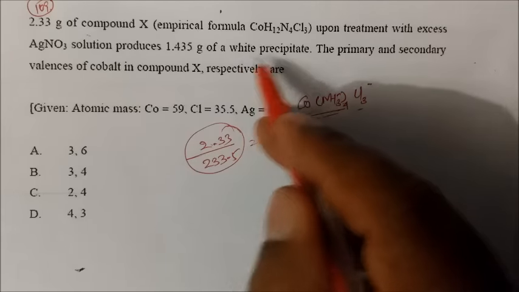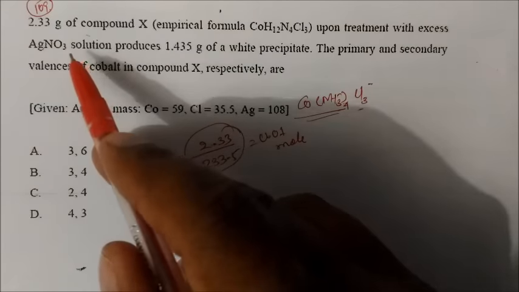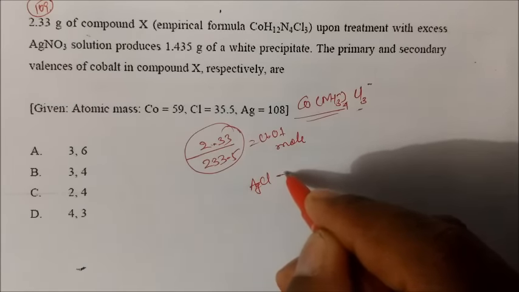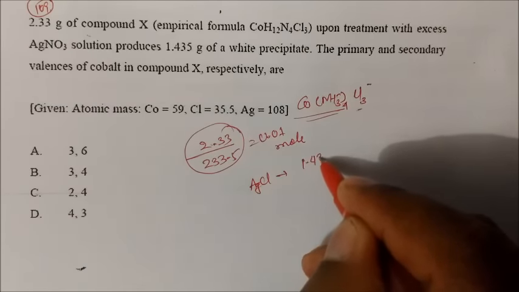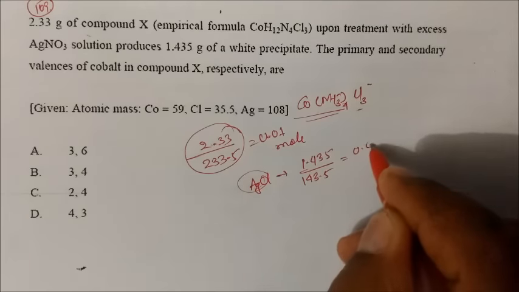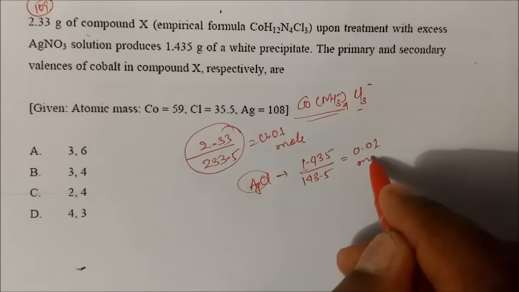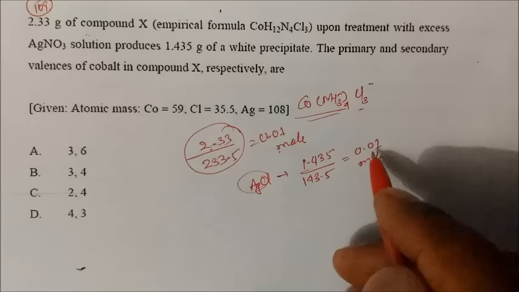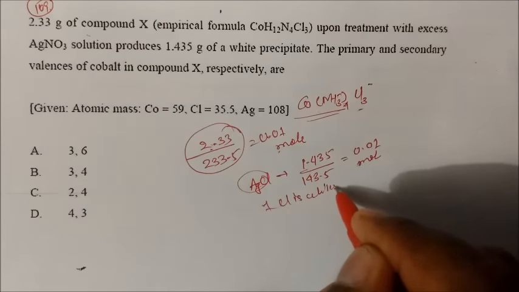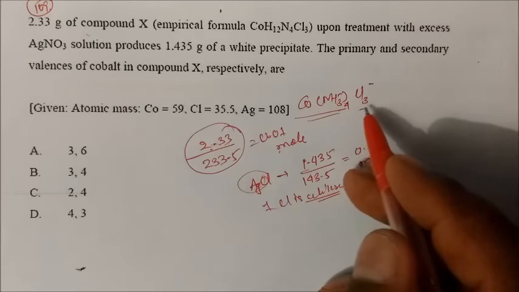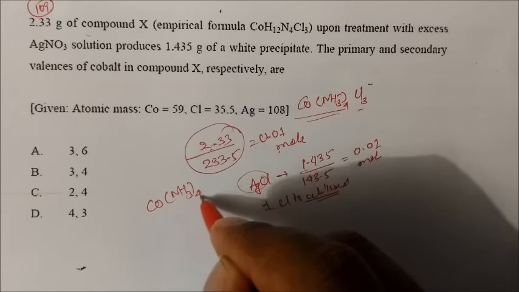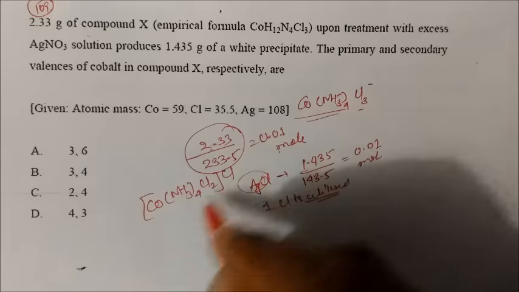And white precipitate, so after reaction with the silver nitrate, silver reacts with the Cl and it will give you this much gram. So how much silver chloride precipitate will form? So weight is given 1.435, and molar mass of silver chloride is 143.5. So if you solve it, it is 0.01 mole. So 0.01 mole of this compound is giving 0.01 mole, means 1 Cl is utilized. Means 1 ionizable Cl, the remaining Cl is within the square bracket. So formula will become Co(NH3)4Cl2 inside and 1 Cl is outside. This is the basic formula.